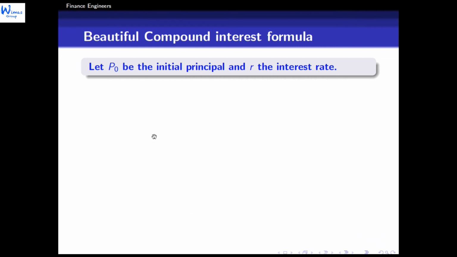So now let's have a look at this beautiful compound interest formula. We assume that we have the initial principal P0 and the interest rate, which is fixed. We are going to use the letter R. After 1 year, the compound interest and the simple interest have the same formula. Just P1, the money you have after 1 year, is equal to P0 times 1 plus interest rate. This is the same for both simple and compound.